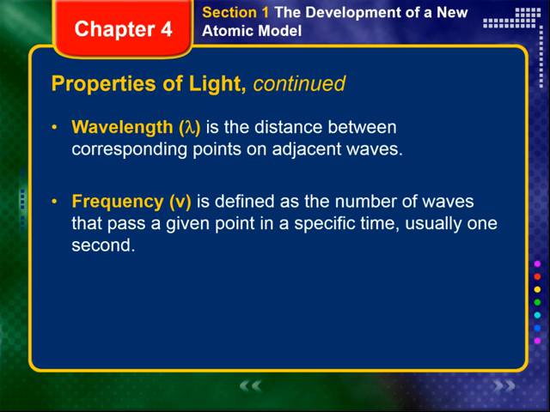frequency, represented by the Greek letter nu, is defined as the number of waves that pass a given point in a specific time, usually 1 second. Frequency is therefore expressed in units of waves per second. Now, 1 wave per second is called a hertz, represented by capital H lowercase z, named for Heinrich Hertz, who was a pioneer in the study of electromagnetic radiation.